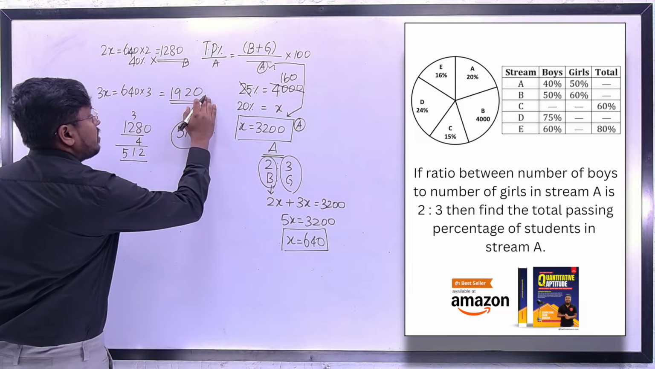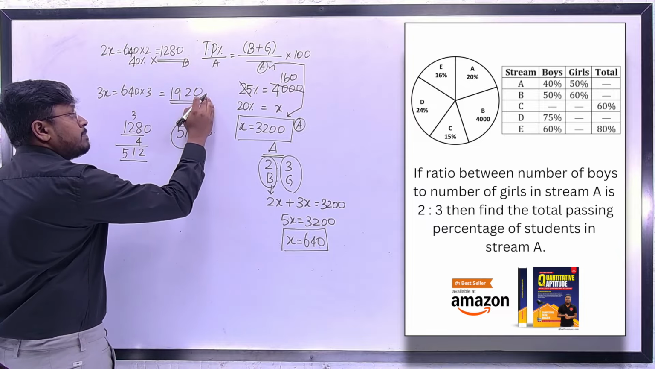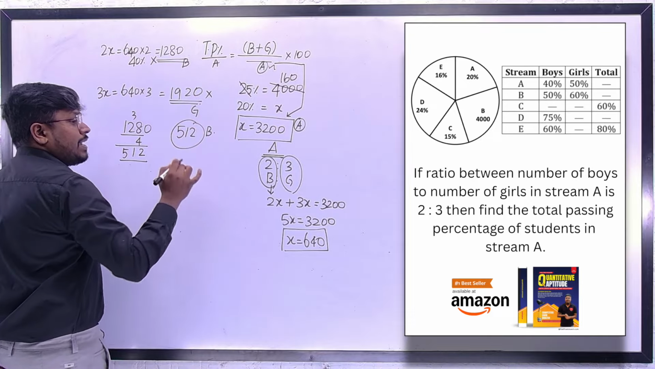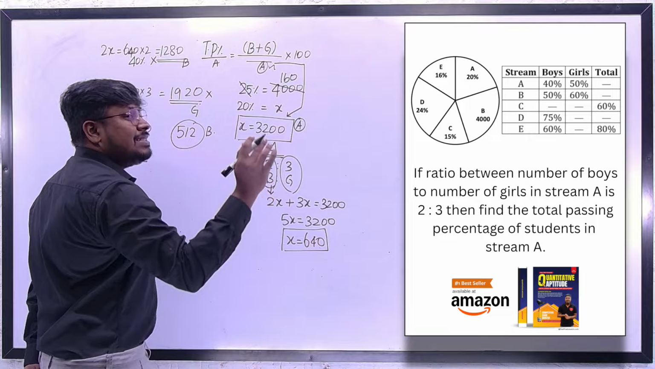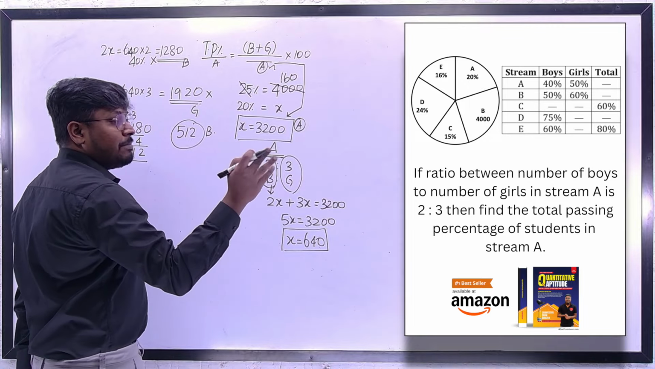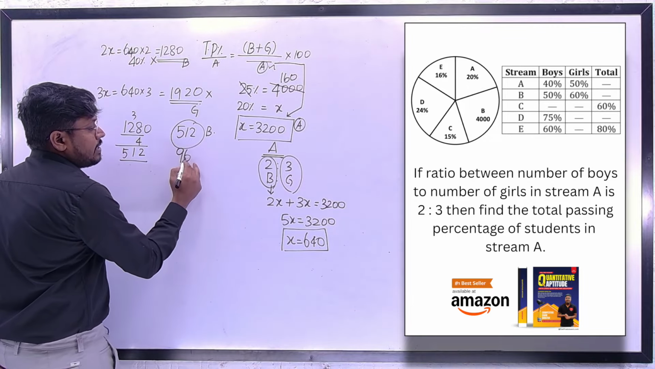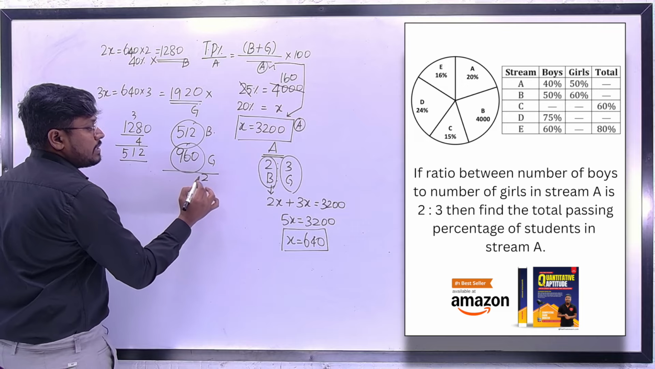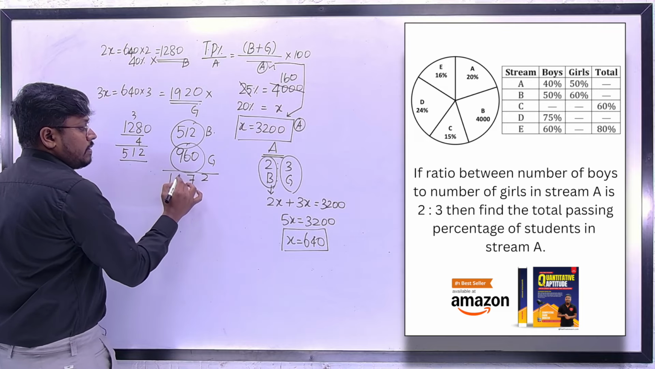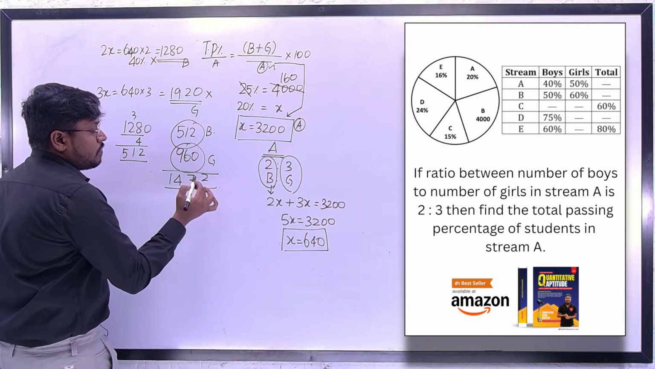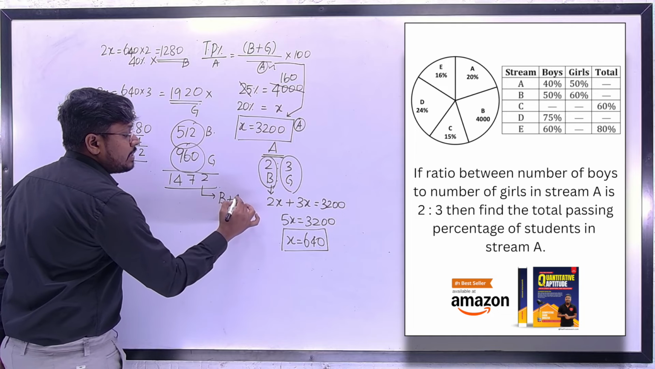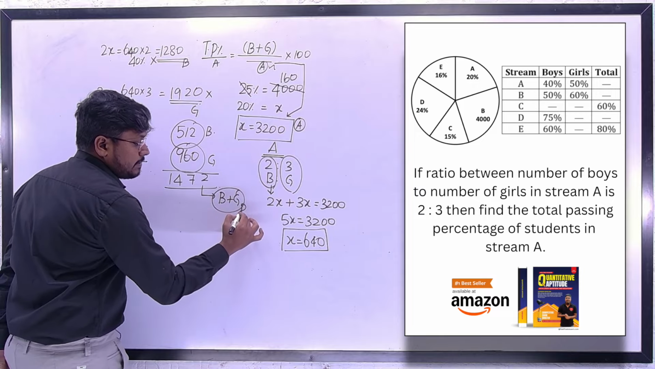Now the total number of girls passed. The total number of girls is 1920, and according to the chart, 50% of them passed. 50% is nothing but half of the number, 960. So 960 will be the total number of girls passed. What about the total? 512 plus 960 is 1472. So 1472 will be the total boys and girls passed, right?